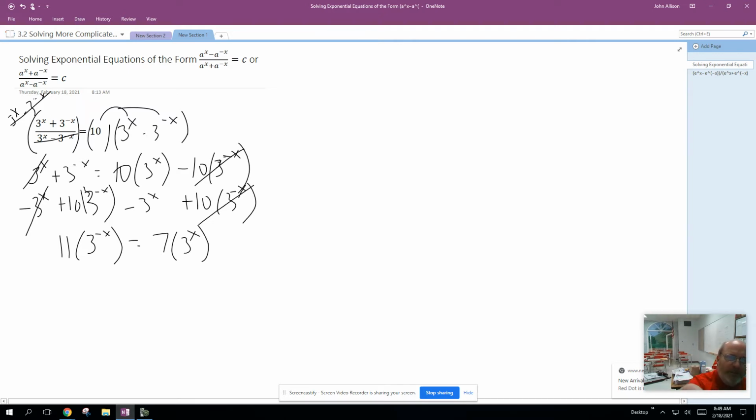And so now what I can do is use a property of exponents. Recall that if we have a to the x times a to the y, that equals a to the x plus y. We add exponents. If we have a to the x times a to the negative x, and we add exponents, we end up with a to the x plus negative x, or a to the x minus x, which equals a to the 0, which is just 1. And so we're going to use that, and we're going to multiply both sides of this equation by 3 to the x.